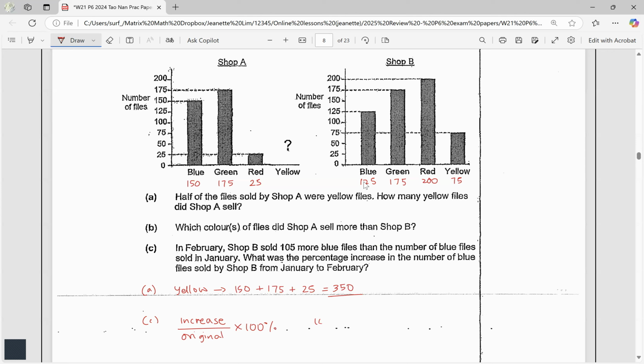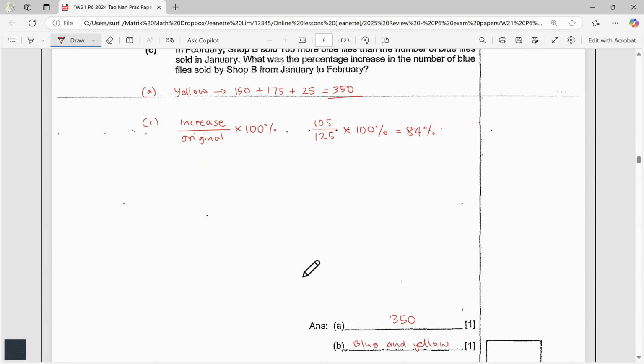Okay, so the increase is 105 as stated. Then the original means the number in January. In January, the blue is 125. Then times 100%. Key that into your calculator and you should get 84%. There's an increase of 84%.